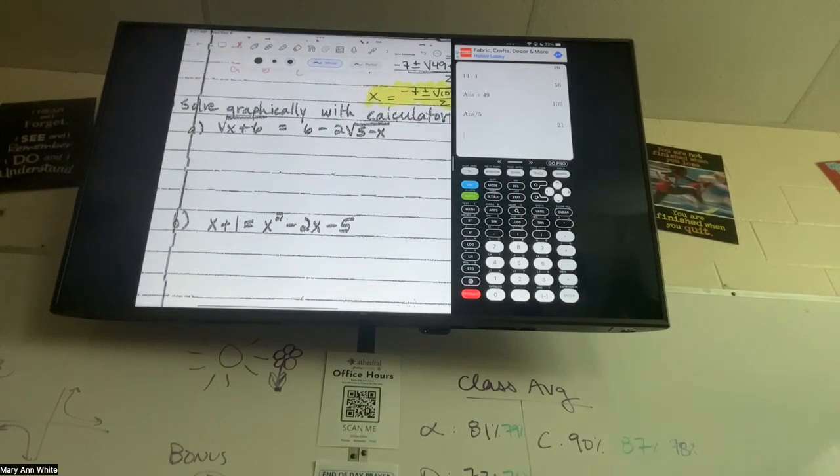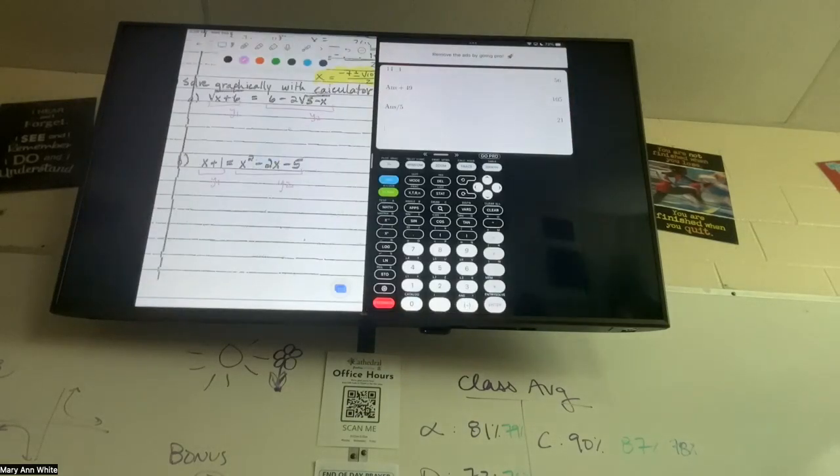Remember when we solved graphically in the calculator, you put 1 for y1, 1 for y2. I believe that these should very easily be able to be seen at a standard window. So I'm going to plug them into my two equations, and then I'll find that point of intersection. So we're going to go to y equals, I'll clear this all out. Square root of x plus 6, and then 6 minus 2 square root 3 minus x.